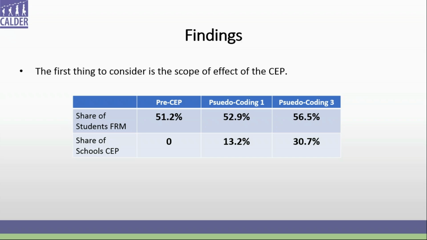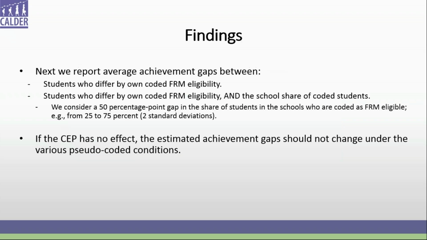And then the last pseudo-coding scenario, on the right, is when we code every potentially eligible school as if they had adopted. About 30% of Missouri schools are eligible, so we can put all those schools in and say they all adopted the CEP, overriding all of their data in the pre-period. Now what happens to the share of free meal eligible kids in the state? It only goes up by 5.3 percentage points. I mean, 5.3 percentage points isn't nothing. I don't want to totally dismiss that, but it's also not a huge number. And if you think about the overall ability of these data to predict outcome gaps, it's just not a huge effect.